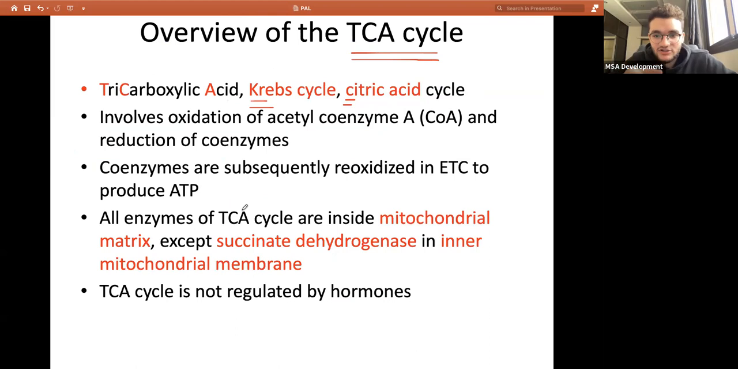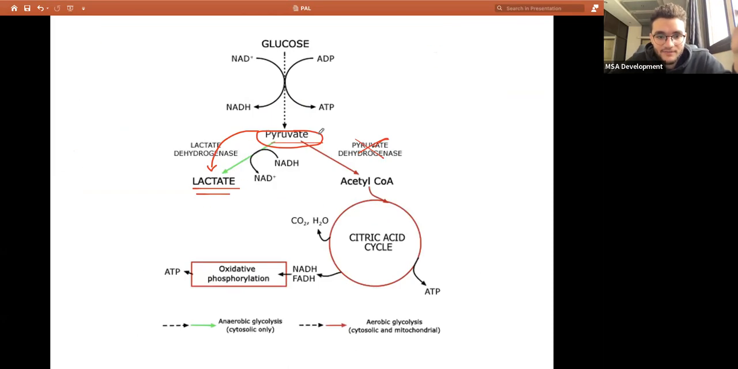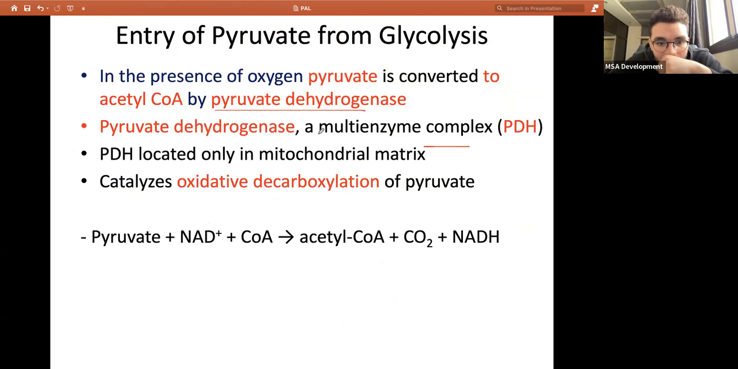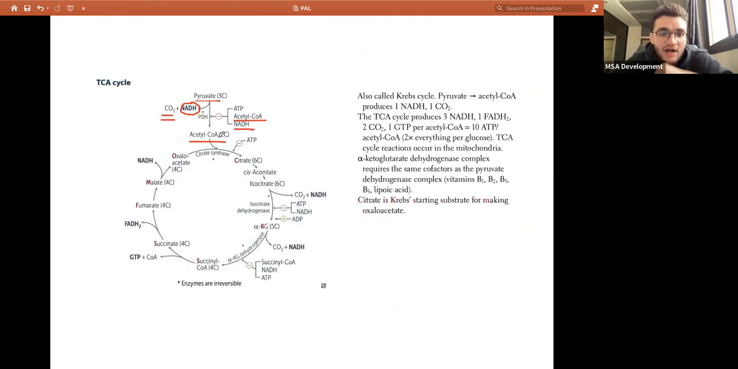Because in the TCA cycle, what is being oxidized is acetyl-CoA, right? So we're oxidizing acetyl-CoA. You're breaking it down, you're oxidizing it, and another thing is being reduced. As we said, you're producing NADH and FADH2. So these are what's being reduced, and acetyl-CoA is being oxidized.